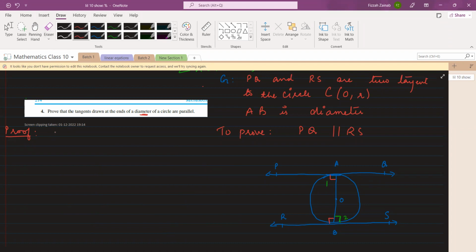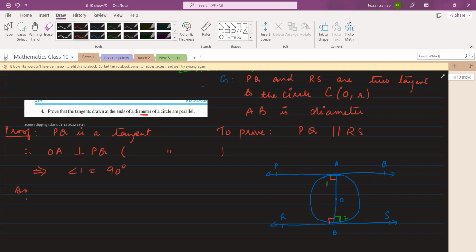So first of all, we start like this: PQ is a tangent. Therefore, OA is perpendicular to PQ, right? Can you write the theorem yourself, Martin? I'm just leaving it. Oh, yeah. Okay. And therefore, this implies that angle 1 is equal to 90 degrees, right?